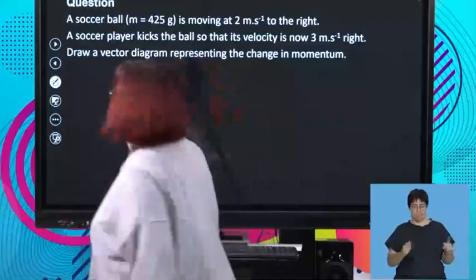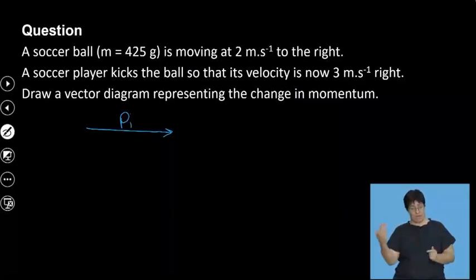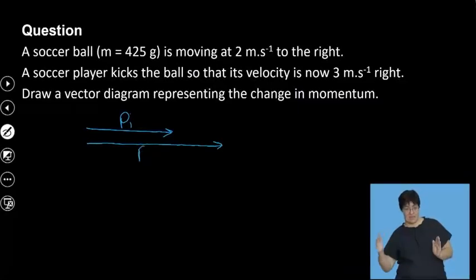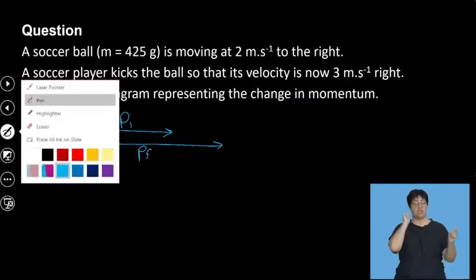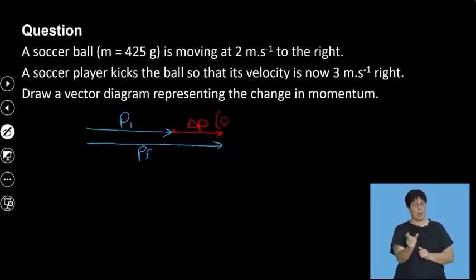Okay, so initial momentum is going to the right. Final momentum is going to the right. Now, change in momentum always goes from the end of the initial to the end of the final. There's my change in momentum. And it's tiny because we knew that that was 0.425.